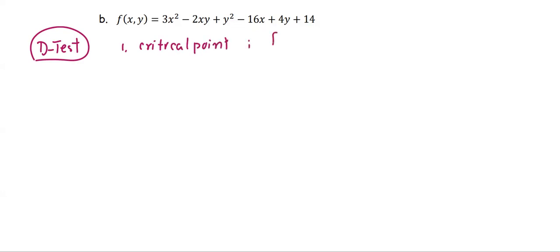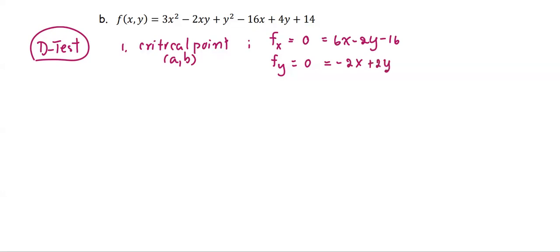by finding the first partial derivative with respect to x equals 0, partial derivative with respect to y equals 0, and then solve for the solution x and y, and we name it as the point (a, b). Partial derivative with respect to x is 6x minus 2y minus 16. Partial derivative with respect to y is negative 2x plus 2y plus 4.